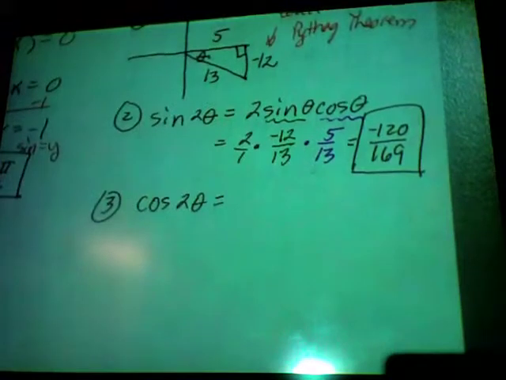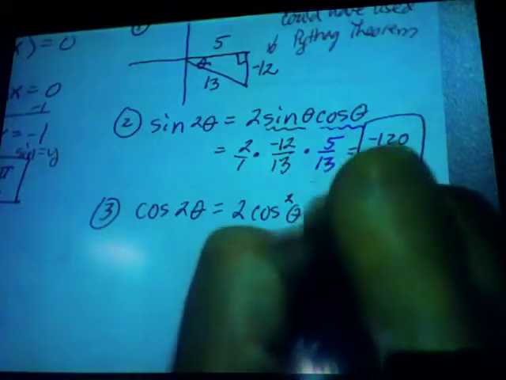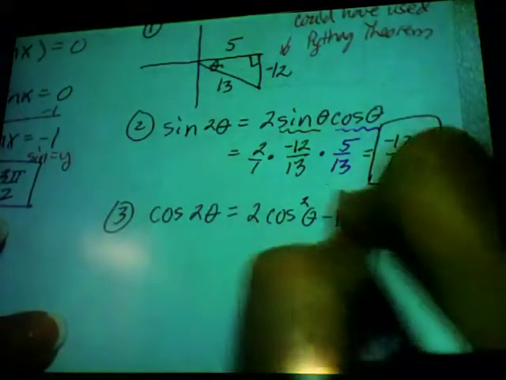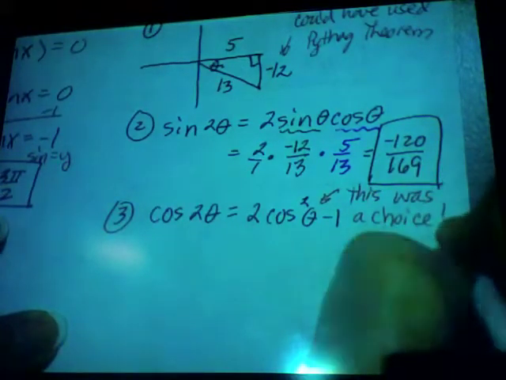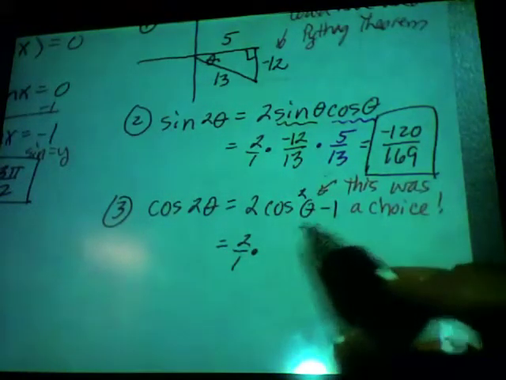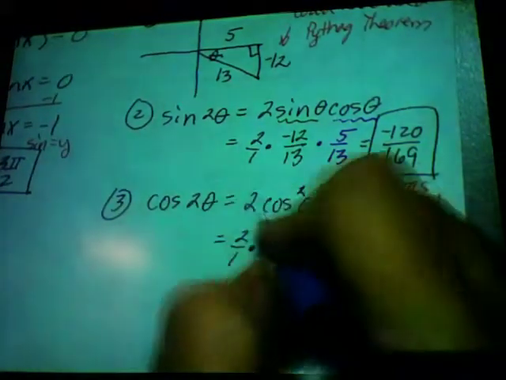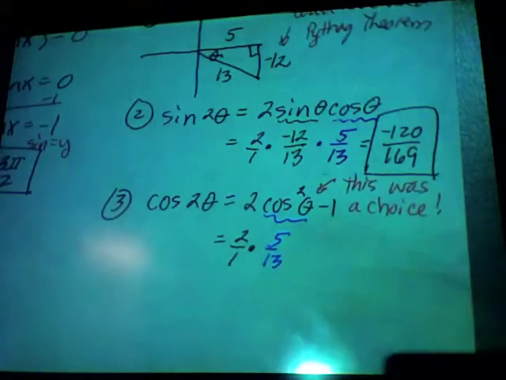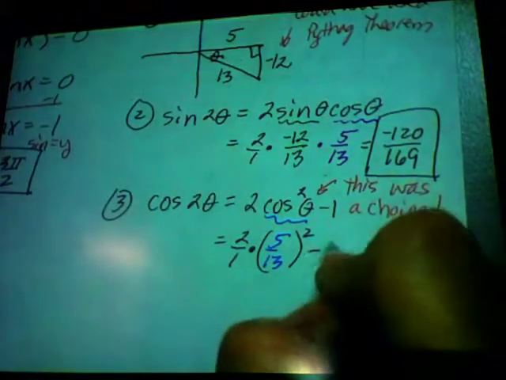So we're going to write down here 2 cosine squared of theta minus 1, and write yourself a note that this is a choice. So let's go ahead and substitute 2/1 times, and then our cosine was 5/13, so I'm going to replace this right here with 5/13, but isn't it squared? And then minus 1. So all I have to do is do the math.